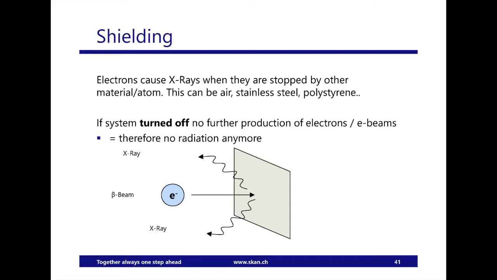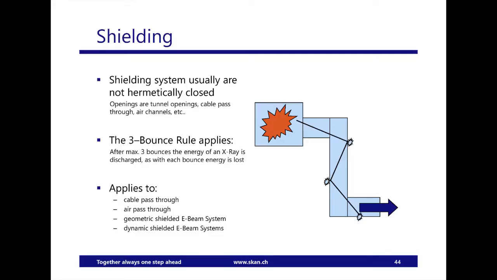So we have these X-rays, and we need to shield from the X-rays. How do we do this? The electrons are here creating the X-rays, and an X-ray is like a billiard ball. It bumps against the wall somewhere, it goes to the next wall, and so on. If it bumps three times against the wall, it has lost all its energy to be harmful for people. So then you can release it to the outside. So what we do is we build a labyrinth for the X-rays. This is how we shield such machines. And therefore, that's actually the free bounce rule that applies. It's three bounces and the energy of the X-ray is discharged.